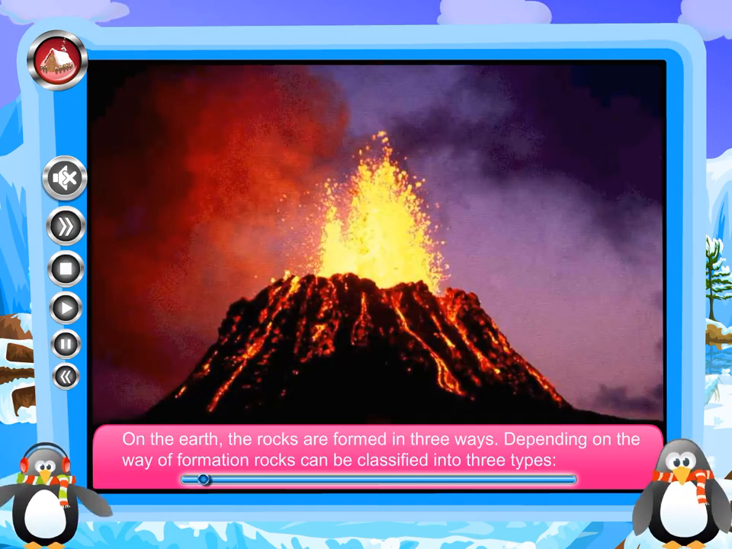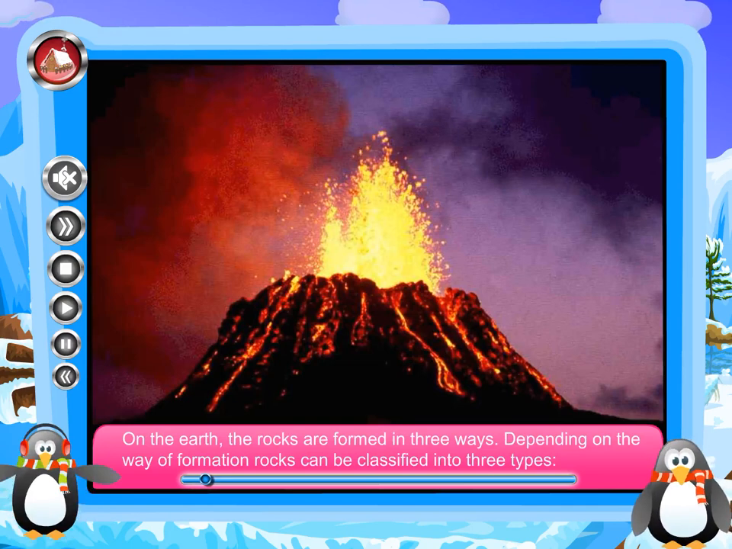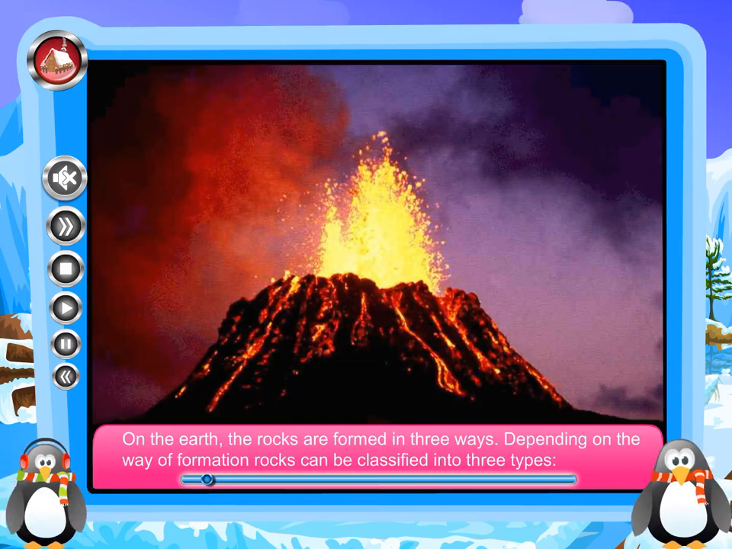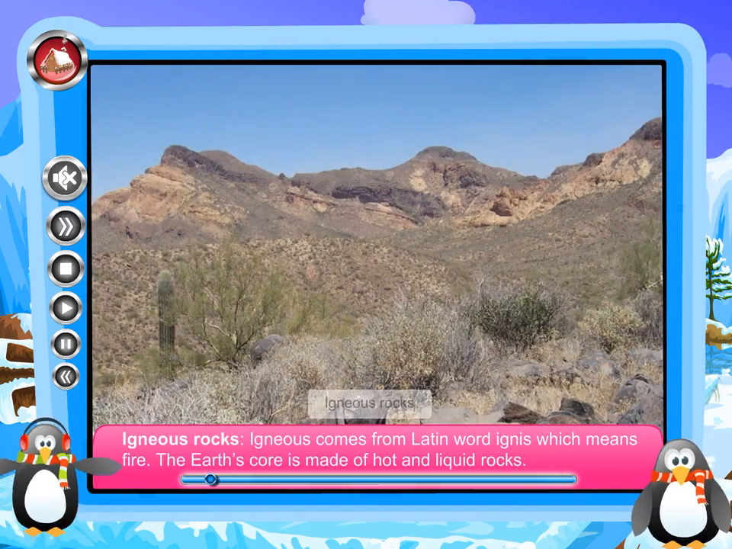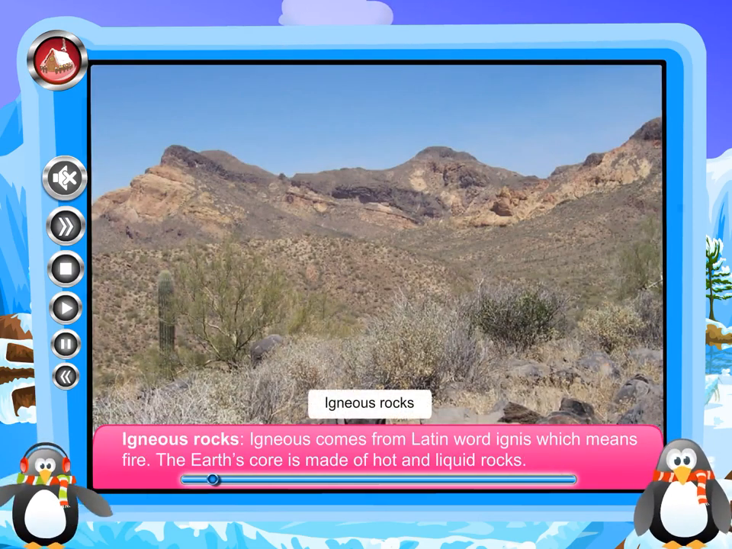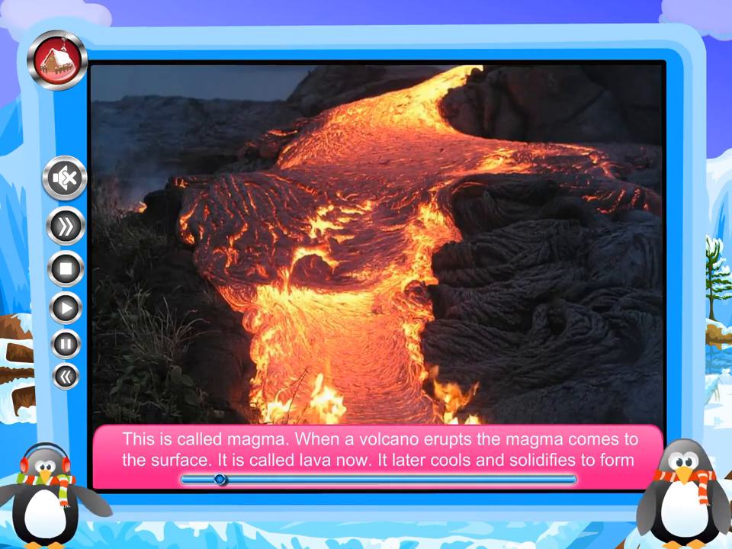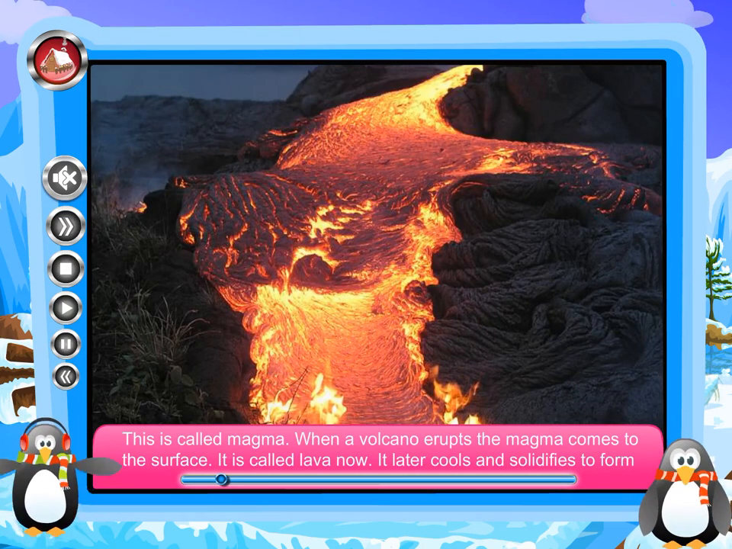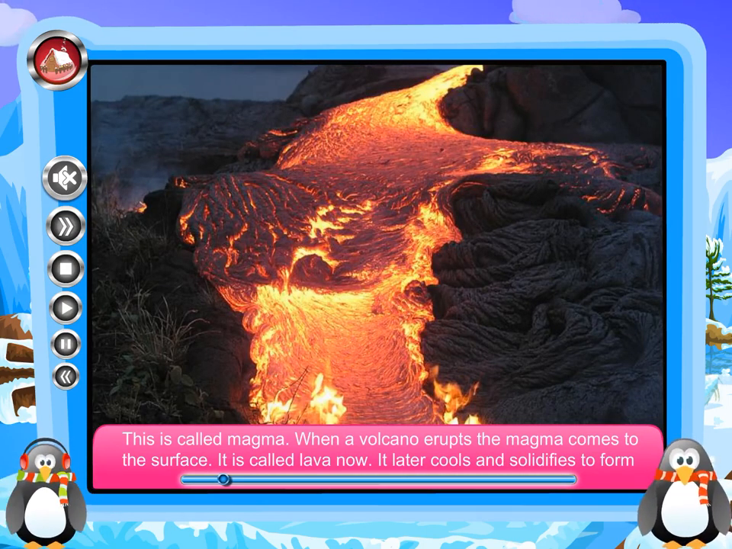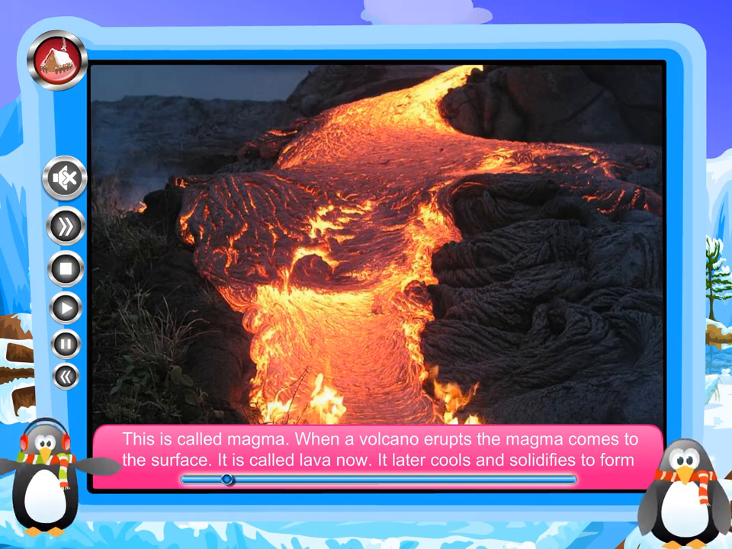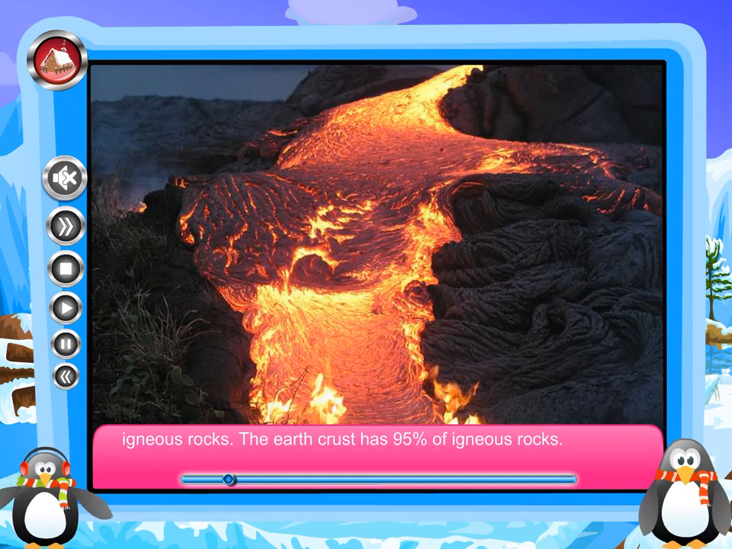On the earth, the rocks are formed in 3 ways. Depending on the way of formation, rocks can be classified into 3 types. Igneous rocks. Igneous comes from Latin word ignis, which means fire. The earth's core is made of hot and liquid rocks. This is called magma. When a volcano erupts, the magma comes to the surface. It is called lava now. It later cools and solidifies to form igneous rocks.